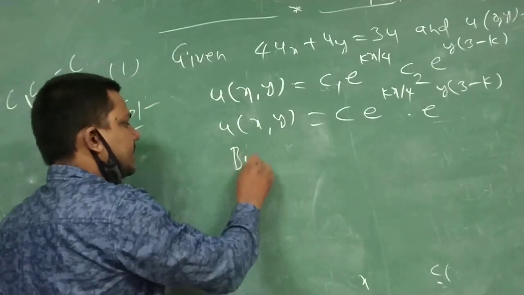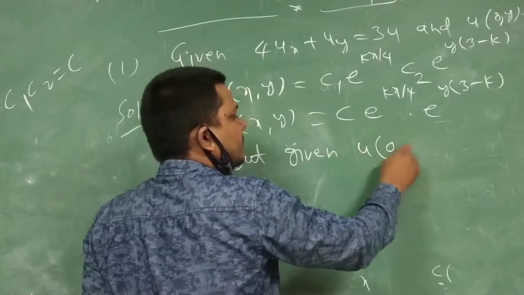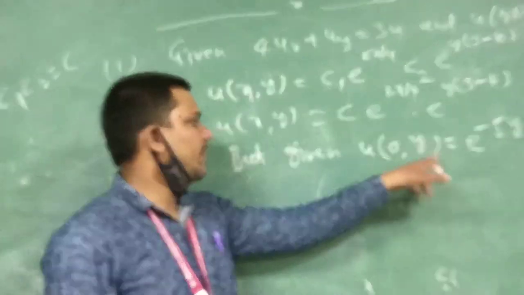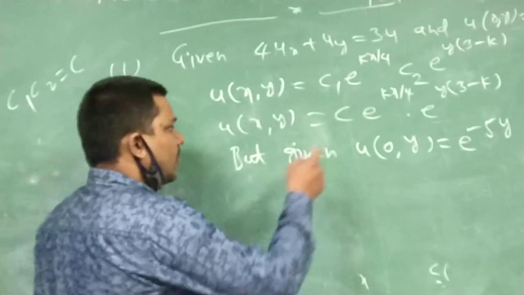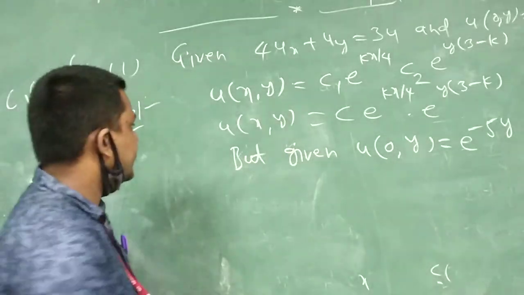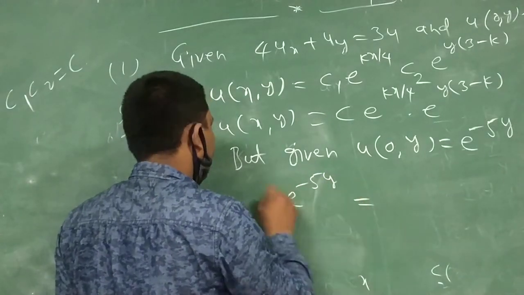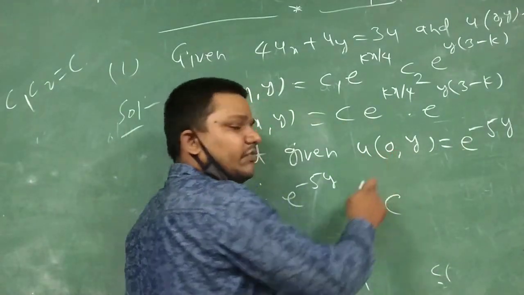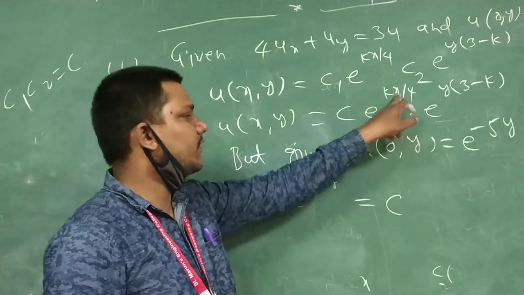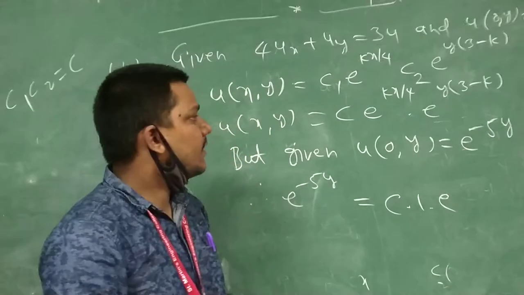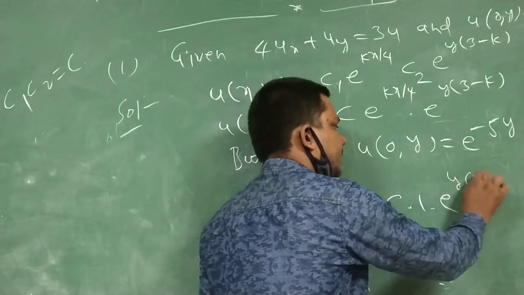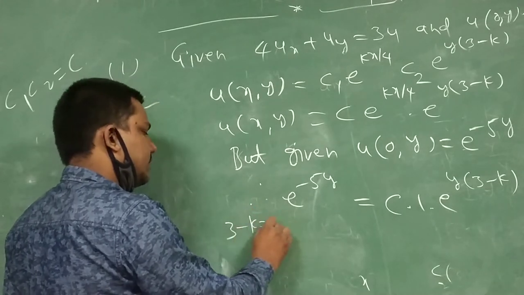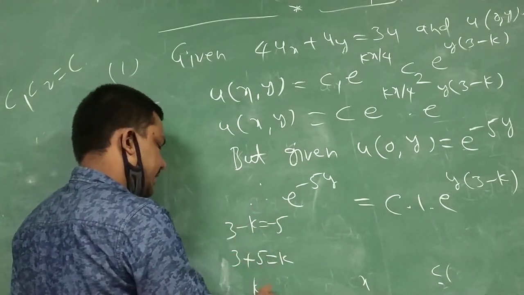To know the constant values c and k, we have a condition given in the question: u of 0 comma y is e power minus 5y, meaning in place of x it is 0, and in place of y it is y as it is. Substituting the given condition, e power minus 5y is equal to the constant c into e power 0, which is 1, and e power y into 3 minus k. Comparing the e powers, 3 minus k is equal to minus 5, so 3 plus 5 is equal to k, k is equal to 8.